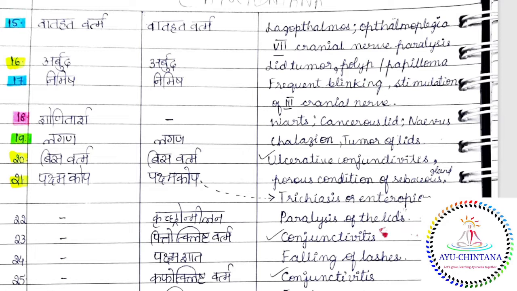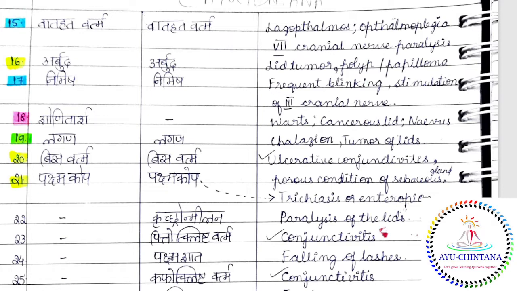Then Nimesha. Nimesha is one of the Asadhya Vyadhis of Vartmagata Roga, so it would be a Vataja disorder. Then coming to Shonitarsha, the very name says it is a Raktaja Vyadhi. Then Lagana is a Kaphaja Vyadhi. Bisavartma is a Sannipataja Vyadhi, and Pakshmakopa is also a Sannipataja Vyadhi. Now you are accustomed to the color codes, so it is easy to remember. Just by seeing the color codes, you are able to tell which dosha it is.